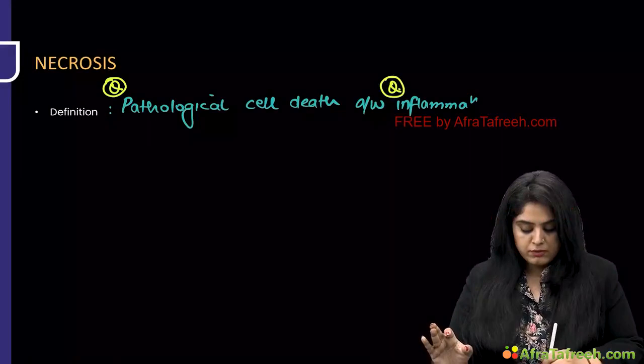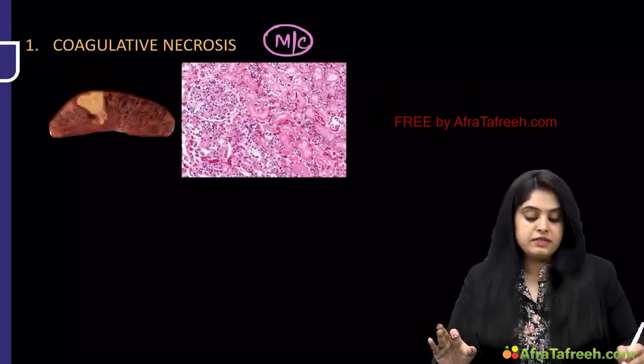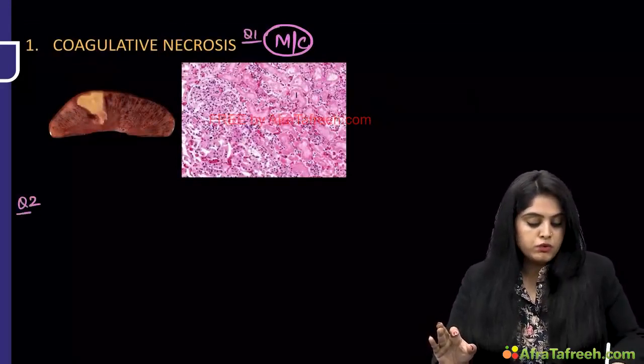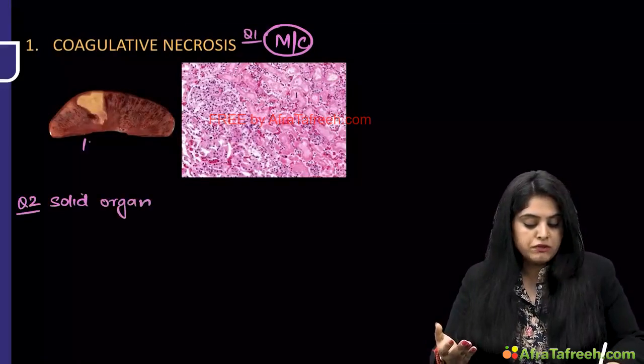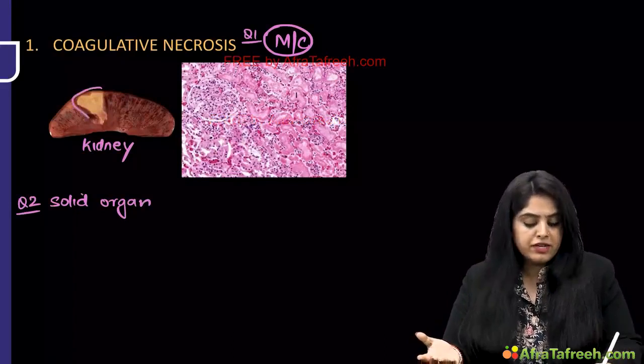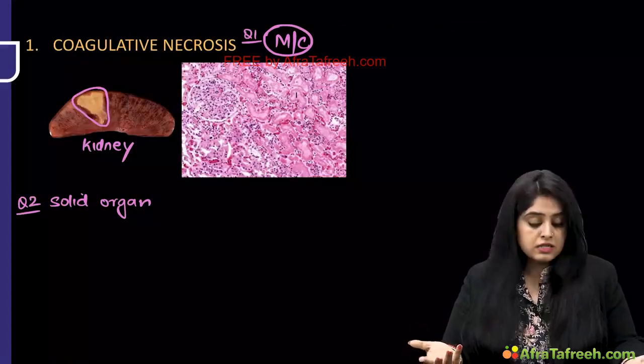So let me tell you, what is the most common type of necrosis that we have? That is coagulative necrosis. Question number 1, this is most common. Question number 2, you will always see this in solid organs. Look at the picture above. You see the picture of a kidney over here, and the kidney is a solid organ. Can you see this wedge-shaped structure? It's an infarct. It's a coagulative necrosis, an infarct that has happened.